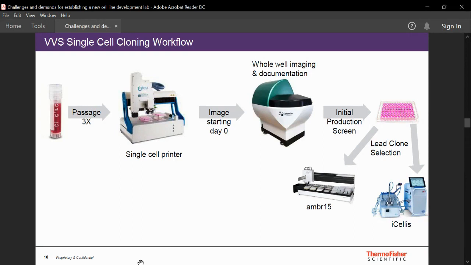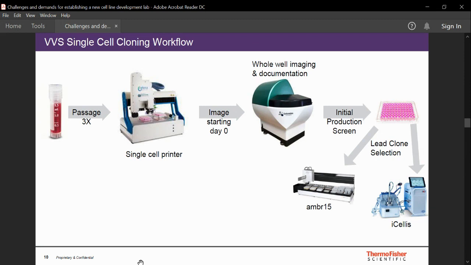The whole well imager allows us to image starting at day 0. So a few hours after printing, we're already imaging these cells in the well. And as we scale up the single cell clones, we typically perform small scale screens on a number of clones before selecting a few lead candidate clones to be screened in a more applicable setting.